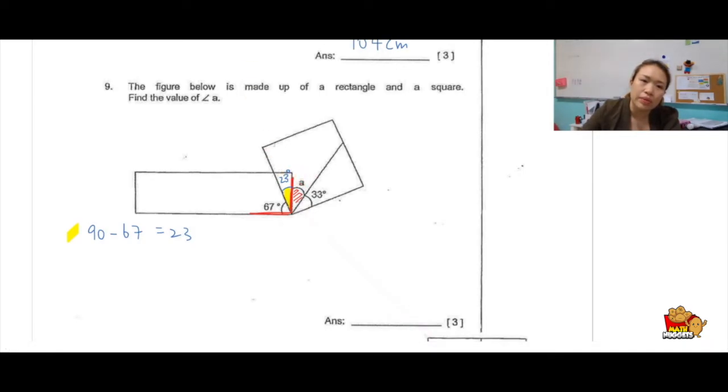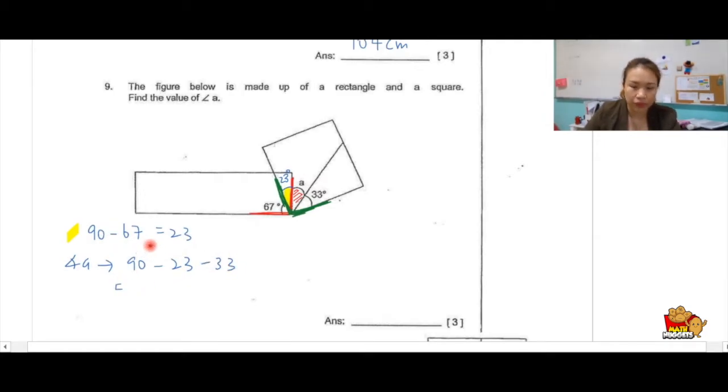So if that's the case, this is 90 degrees, right? The square. Can you see that? So in order to find angle A, you need to take 90 degrees minus 23 degrees minus 33 degrees. You're left with 34 degrees. That is angle A.